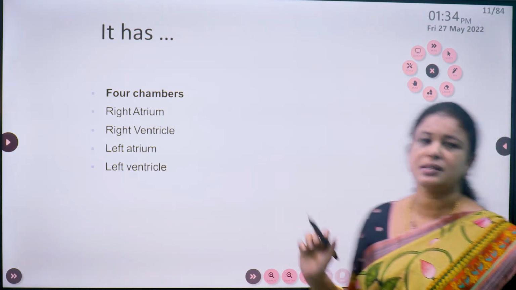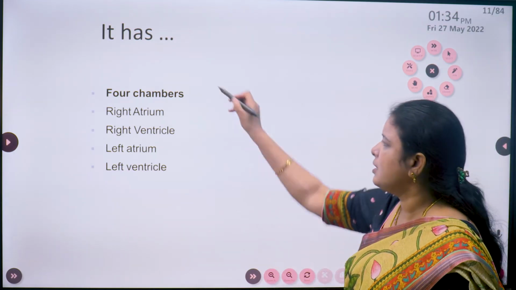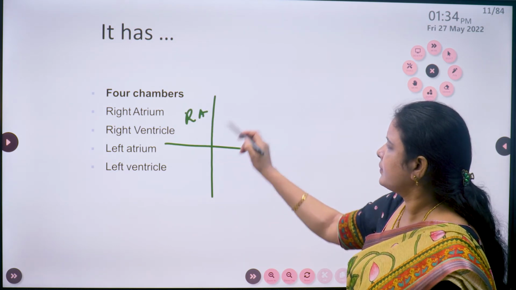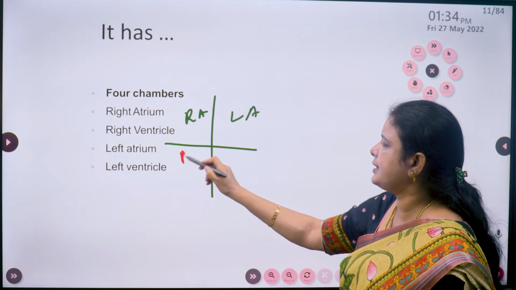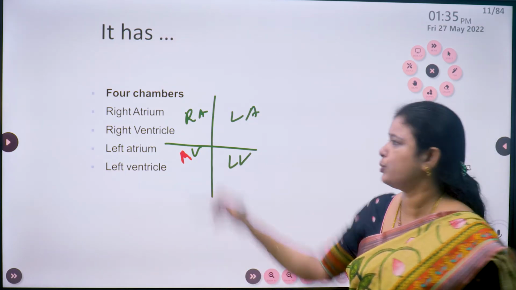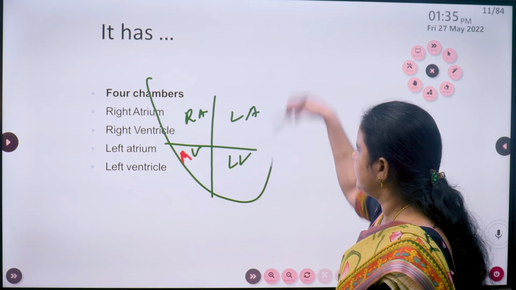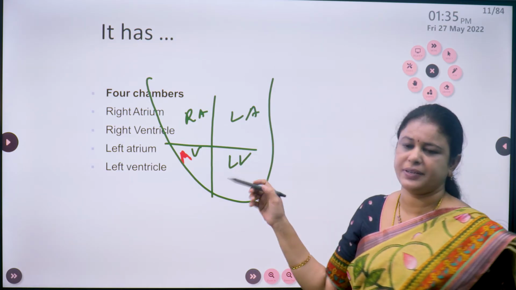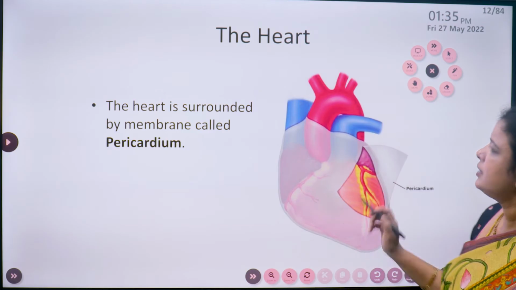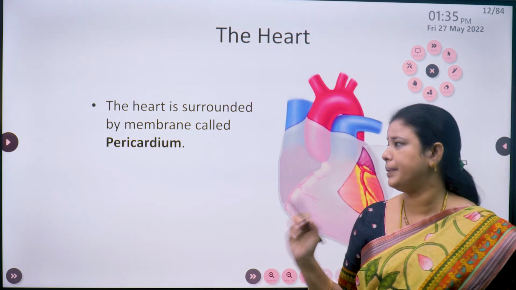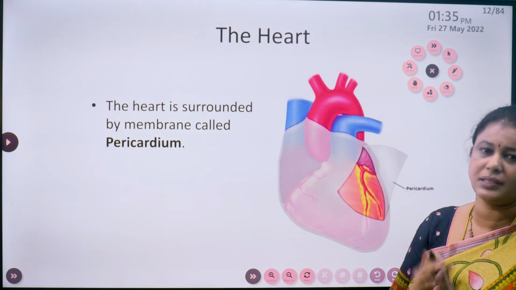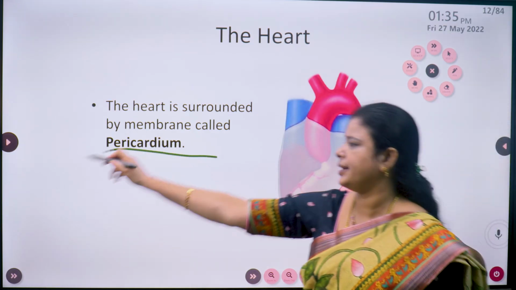The heart has 4 chambers. What are they? Right atrium, left atrium, right ventricle, left ventricle. The heart is surrounded by a membrane called the pericardium. The covering layer of the heart is called the pericardium.